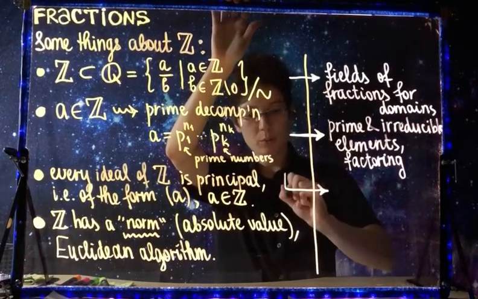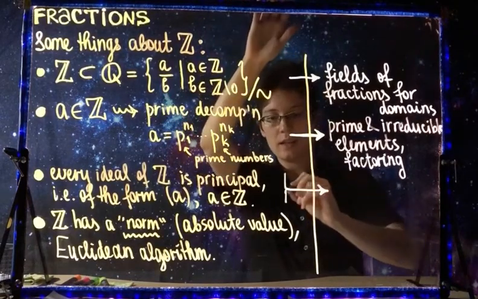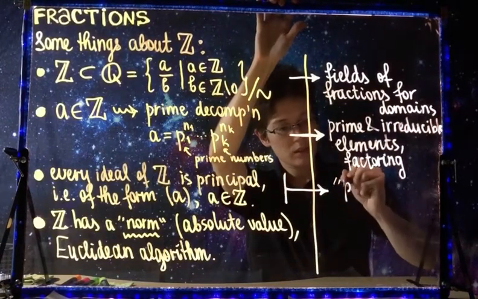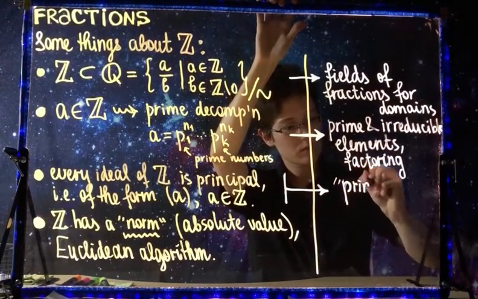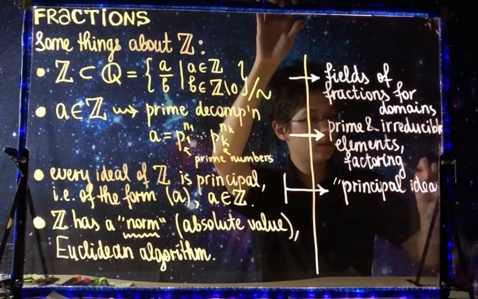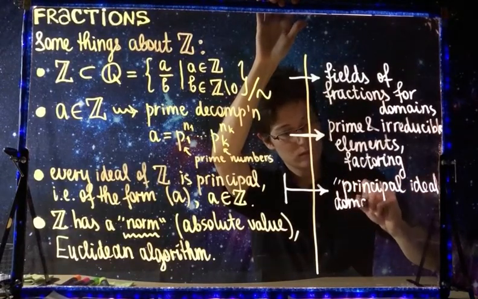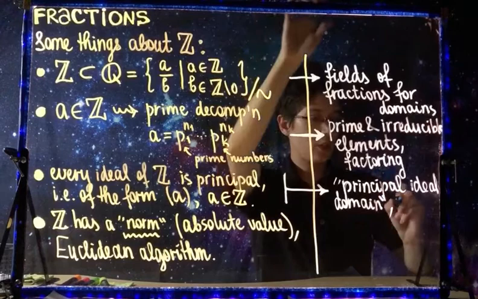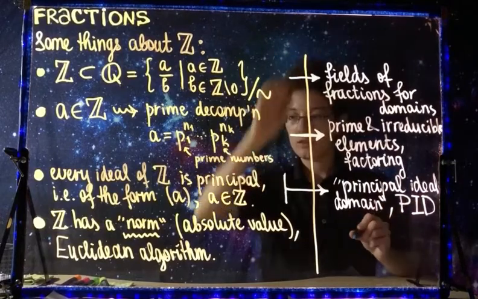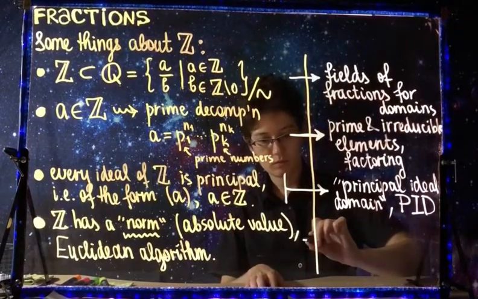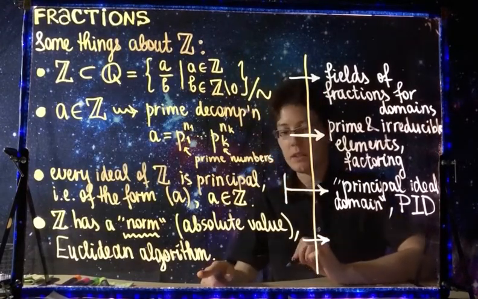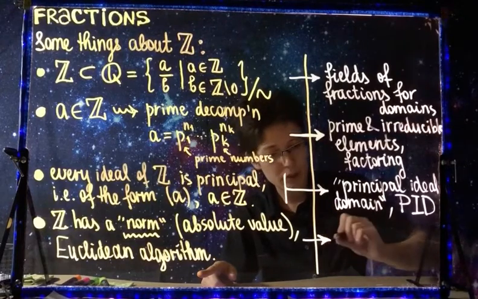This notion, this property, is called being a principal ideal domain. So when every ideal is principal in a domain, this is called a principal ideal domain. Or it is very commonly denoted by PID. And the Euclidean algorithm is the defining property of Euclidean domains.